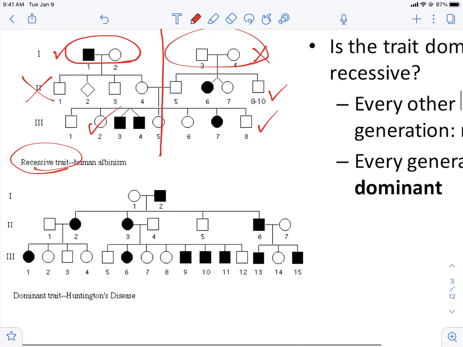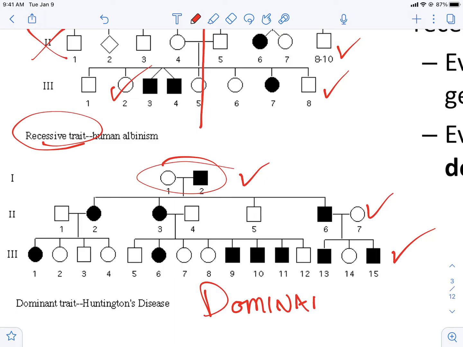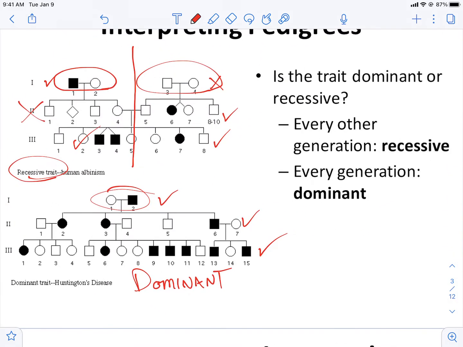Now in this one we don't need to divide it in half or anything because we have one couple starting up at the top. And this one's quite simple. Do we have at least one colored in square or circle in every generation? Yes, yes, yes. So this is dominant. Pretty easy.